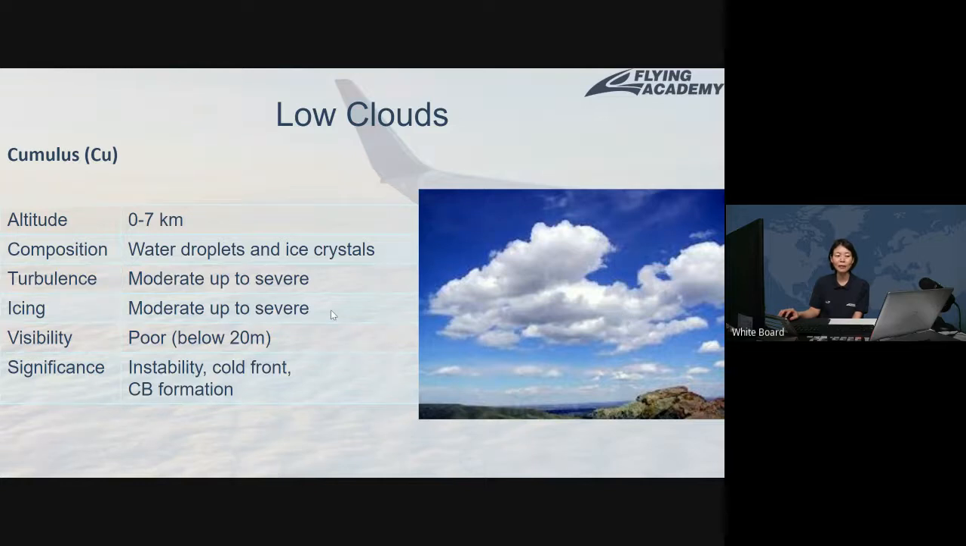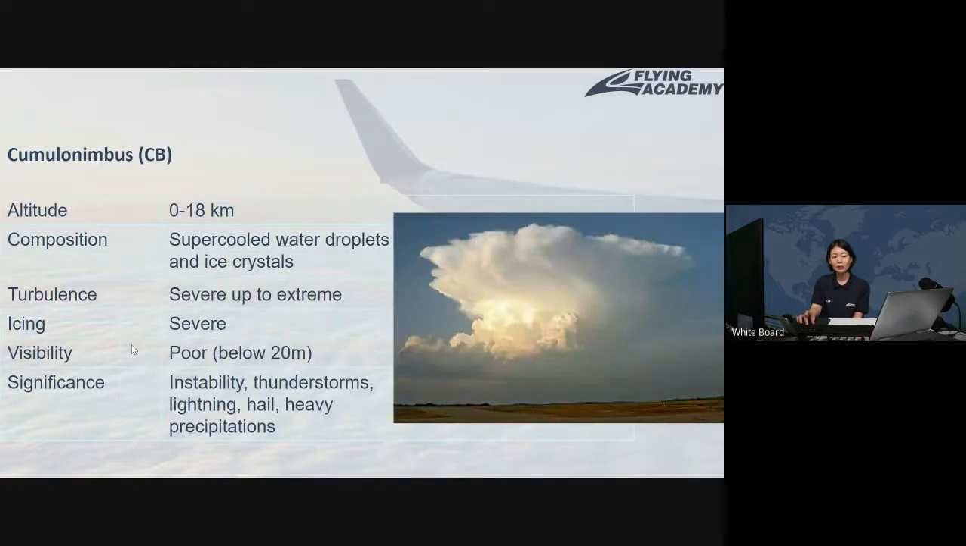And icing can even happen since it is a cloud, there is precipitation inside, and if you go faster, again, you can get icing as well. And inside the cloud, the visibility is poor as well. So this is the thing we always need to avoid, which is a cumulonimbus cloud.